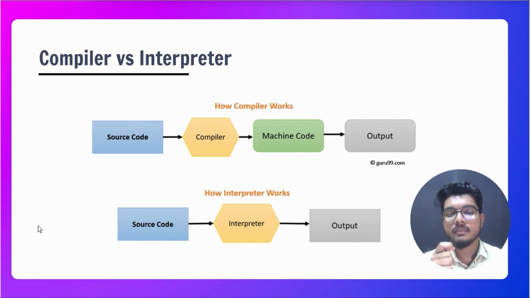All the compiler based languages like Java are platform independent. What do you mean by platform independent? You write the code once and you can run the same machine code on different operating systems like Mac, Windows, Linux, etc. Because this machine code is platform independent, you can use it anywhere, so portability increases.